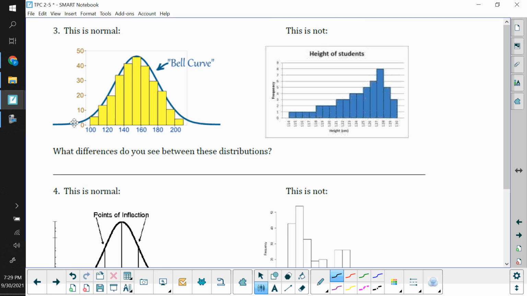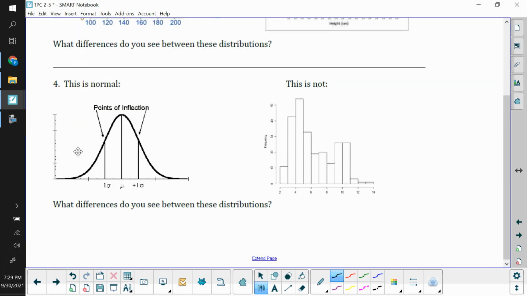In 3, this is a normal distribution. Notice it's got a nice bell-shaped curve. On the right is an example of one that's not. That's again got a tail to the left. That's left skewed.